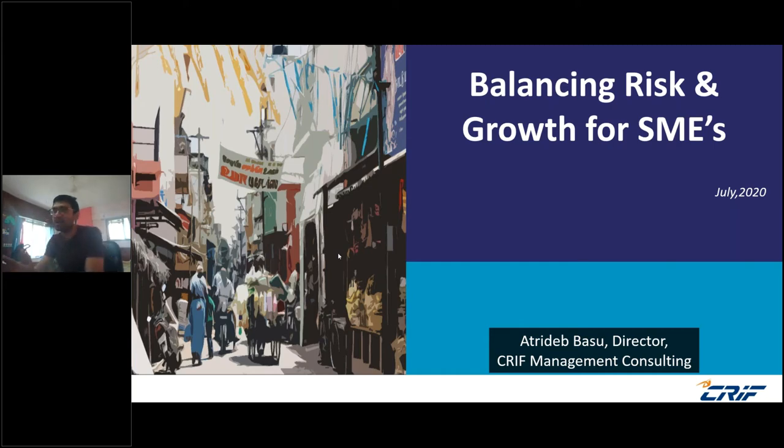The main point is how we balance risk and growth for SMEs. So, I think we will break up the presentation into four components.